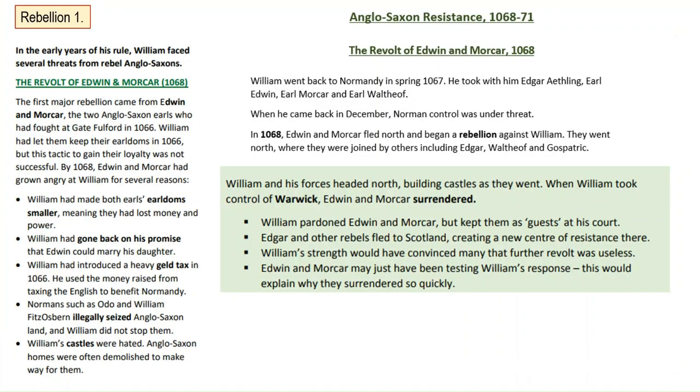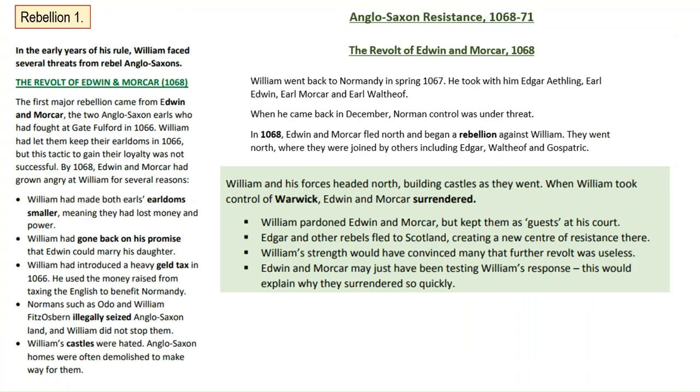Rebellions, really important that we know our rebellions. I've numbered them just to make sure that you can differentiate between them. So the first is the revolt of Edwin and Morcar. William goes back to Normandy in 1067. He takes Edgar with him and Edwin and Morcar and Waltheof. He's kind of showing off, look who I've captured.